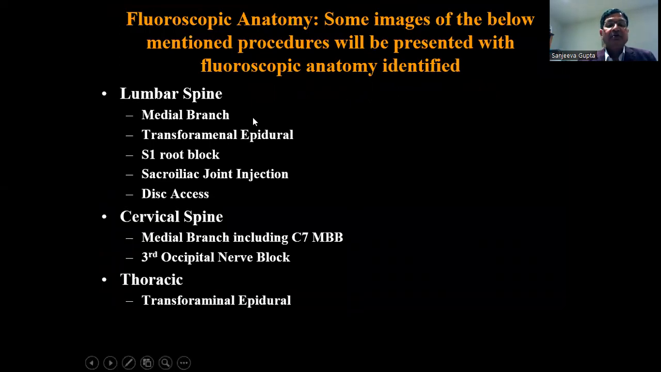Now, we will go through some of the procedures, and in that process, try to understand the fluoroscopic anatomy. In this presentation, I will be covering the lumbar spine medial branch block, transforaminal S1 root block, sacroiliac joint injection, and disc access. In the second presentation, I'll be covering cervical and thoracic procedures.